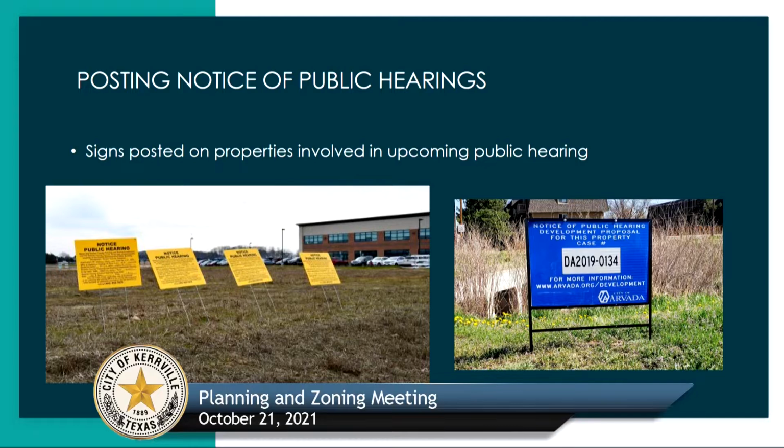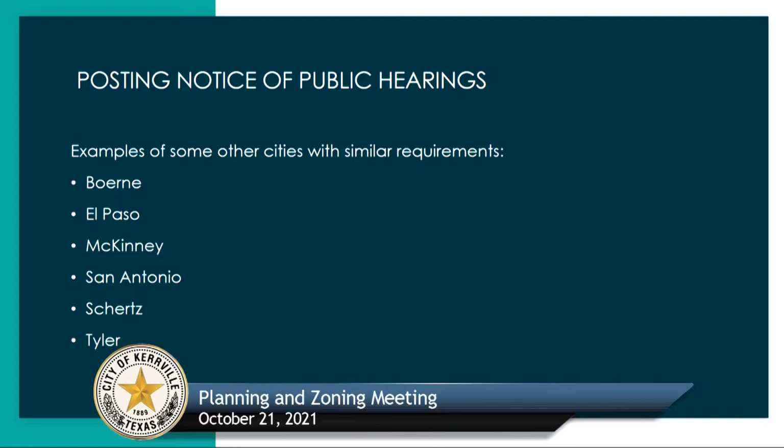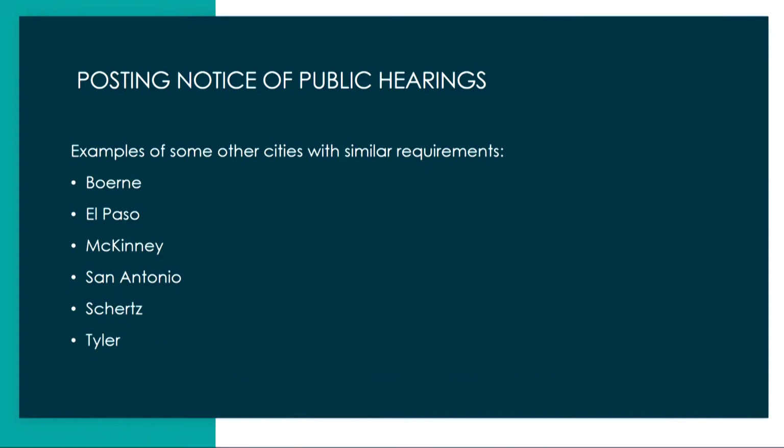So I think it's a great idea. We've got a list of a few cities in Texas that, just doing some quick search, are comparable cities and obviously some larger cities here that do have a property posting requirement. Certainly not an all-inclusive list, but Boerne, El Paso, McKinney, San Antonio, Schertz, Tyler, and Dallas. I didn't get that far in their code. So again, a lot of them are larger communities.